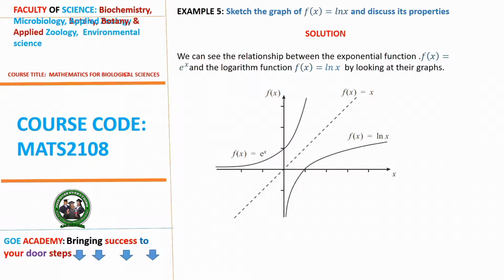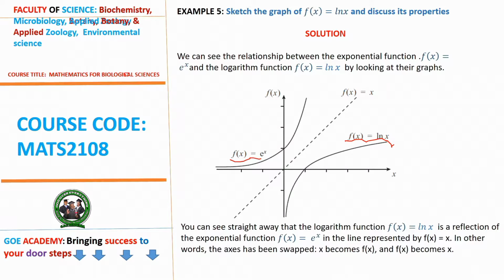Now what do you need to know about this graph? You need to know that the graph of ln x is just a reflection of the graph of e raised to the power x. It's just a reflection. Simple. Okay?